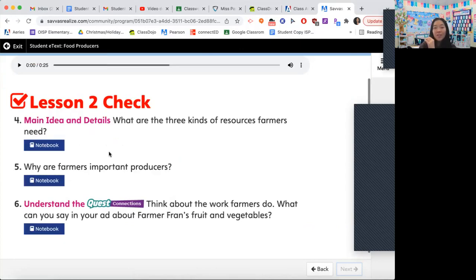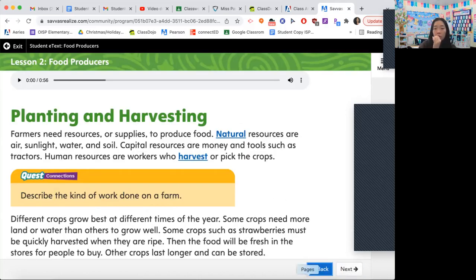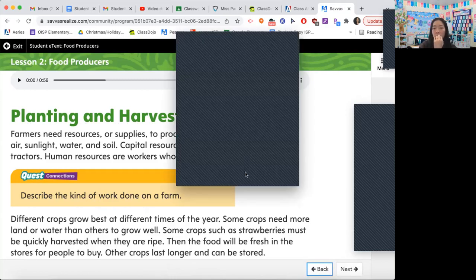All right, we are on our lesson 2 check. Main idea and details. What are the 3 kinds of resources farmers need? You can go ahead and unmute. What are the 3 resources that farmers need?